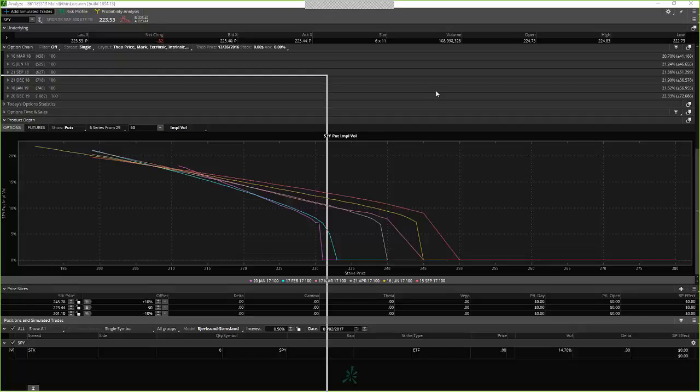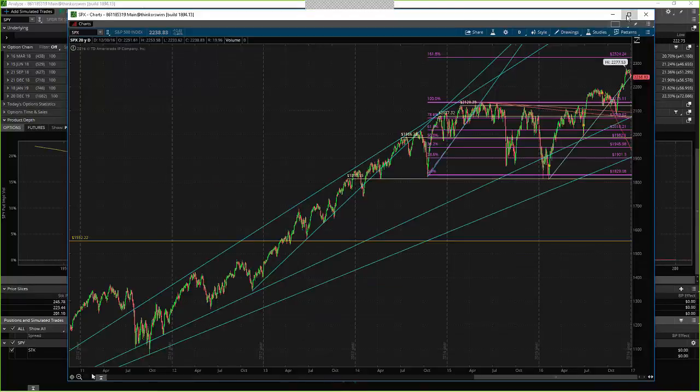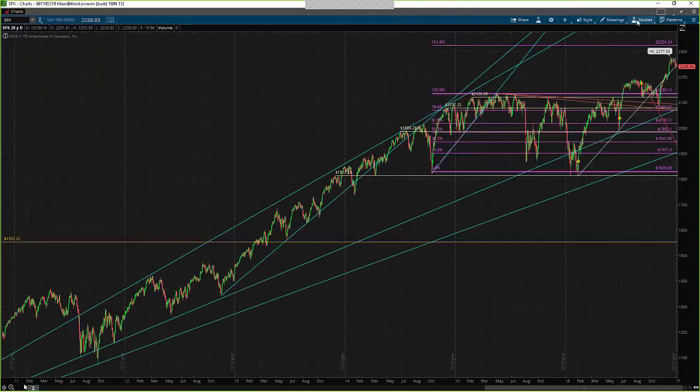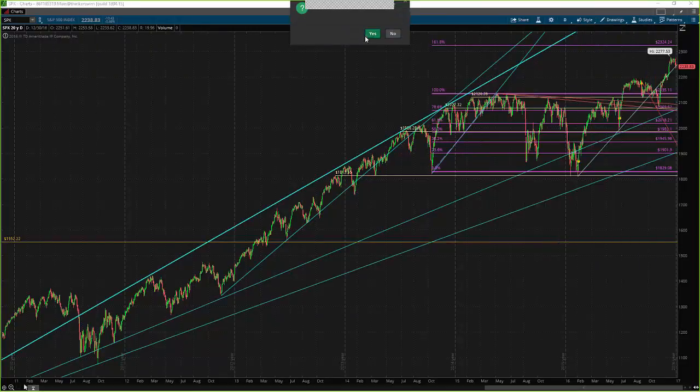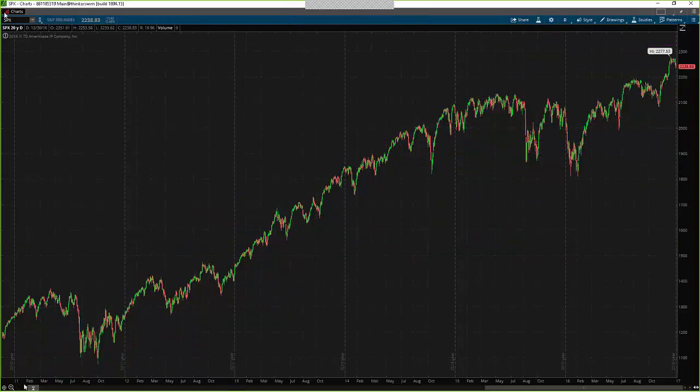Sorry, it's just taking me a second to detach it. There it is. Let me come over here. Let me just get rid of all of these drawings so that you can actually end up seeing what I'm doing. Okay, so here is the SPX, and we were looking at SPY.